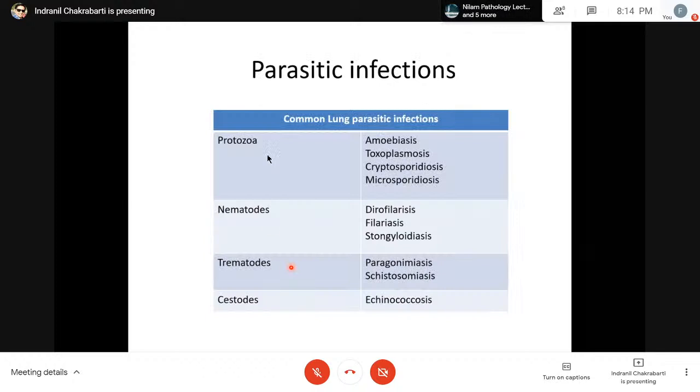So the common parasites: among the protozoa, we get amebiosis. In HIV patients, we get microsporidiosis, cryptosporidiosis, toxoplasmosis, mostly in immunocompromised patients. Among the nematodes, dirofilariasis, filariasis, and strongyloidiasis. And among the trematodes, we get schistosomiasis, paragonimiasis, or among the cestodes, we get echinococcosis.